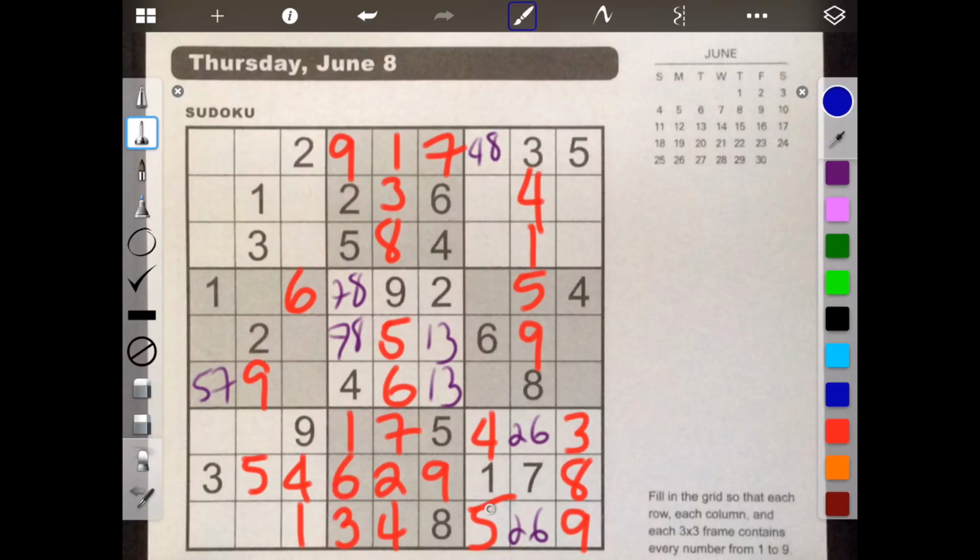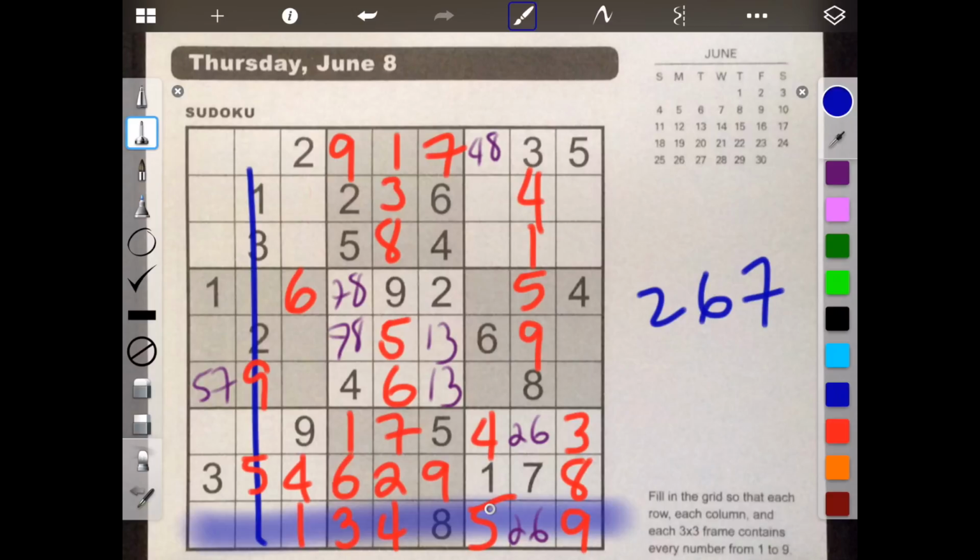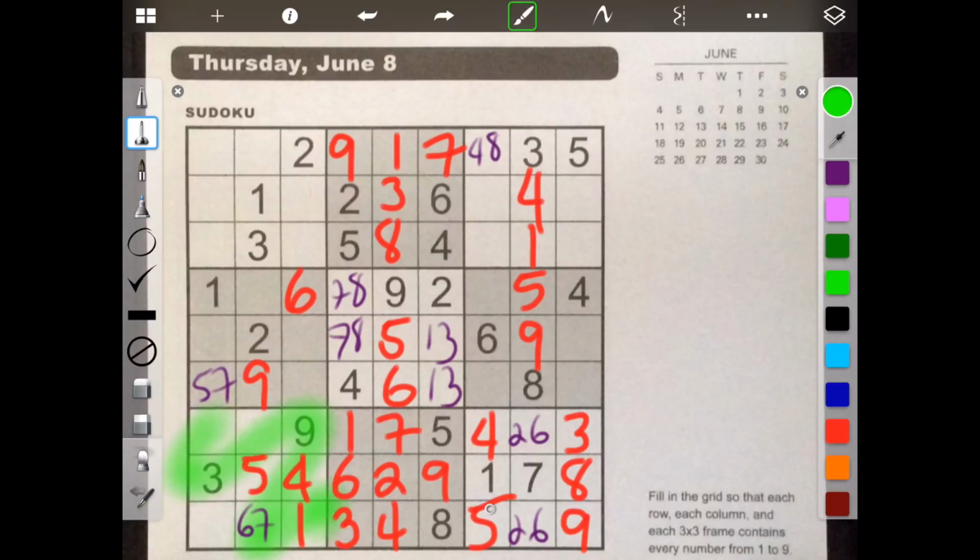Excellent. So this row needs one, two, three, four, five, six, seven. So we need two, six, and seven. So there's a two here already. This is six, seven. This frame needs two, six, and one, two, three, four, five, six, seven, eight. Okay, so two, six, seven, eight. So what here in this spot, there's already a two. And there's already a seven. So it's six and eight.